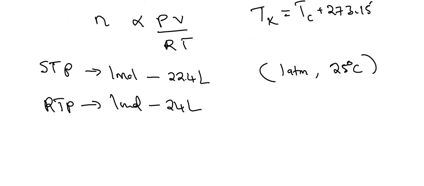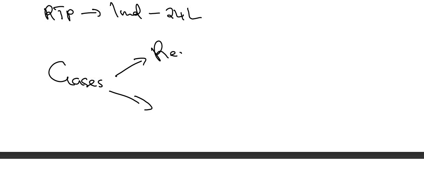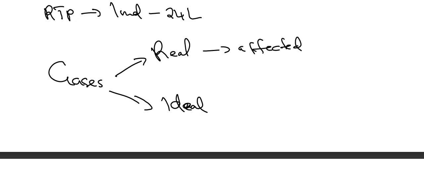Apart from this, whenever we are dealing with gases, we have two types of gases that we're interested in. We categorize them into two types: real gases and ideal gases. Real gases are affected by changes in temperature and pressure and everything else. These are the real gases that we experience from day to day. Ideal gases are just in theory. They are not there in real life.